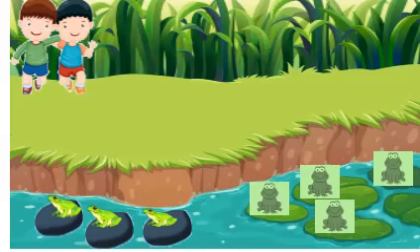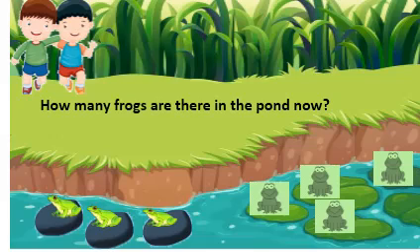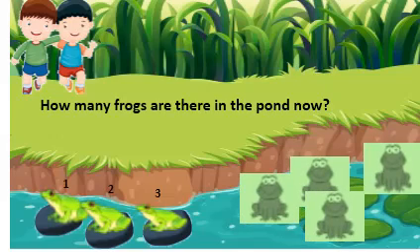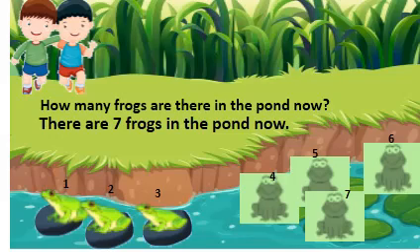So, when we count 4 frogs and 3 frogs together, then we get 1, 2, 3, 4, 5, 6 and 7. That is, there are 7 frogs in the pond now. So children, when we count something all together, then we say that we are adding. So now children, before we start practicing addition, let us understand some things about addition.